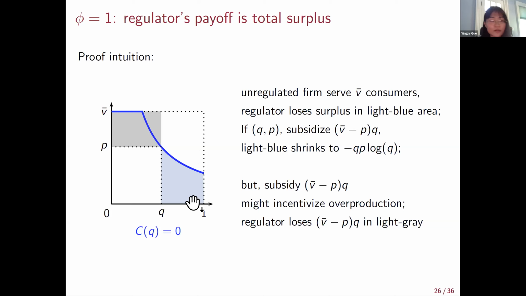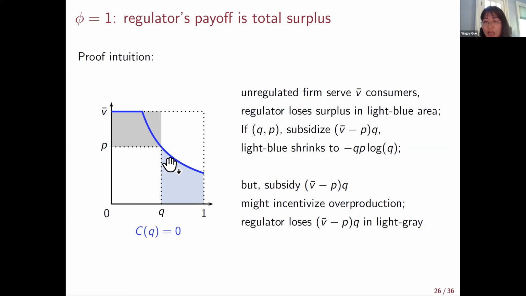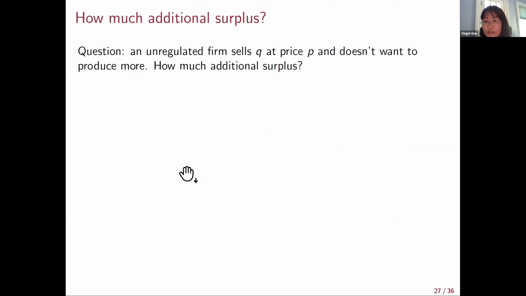So I don't have much time to talk about detail. The very quick intuition of saying that this type of subsidy is optimal is the following. We ask ourselves the following question. If an unregulated firm sells Q units at the price P and it doesn't want to produce more, how much additional surplus will we lose as a regulator?